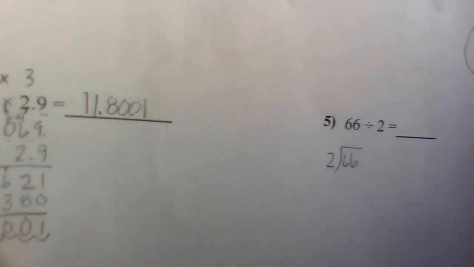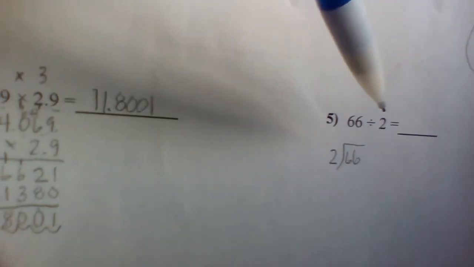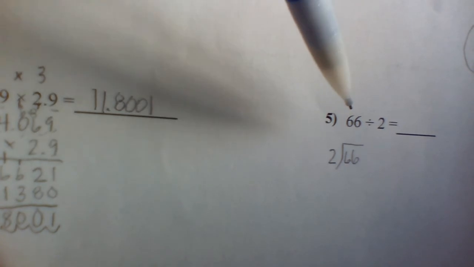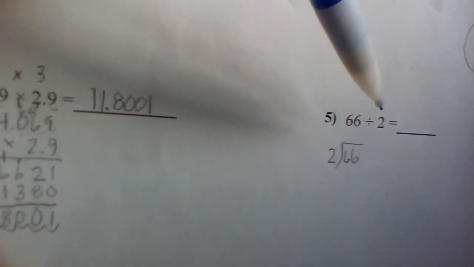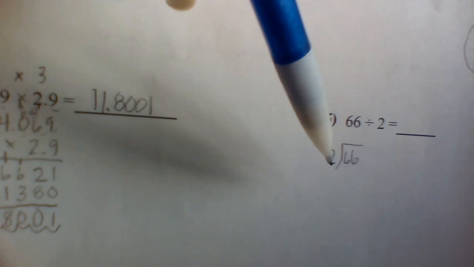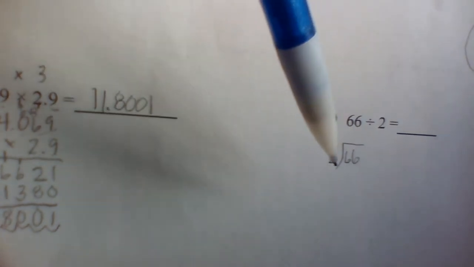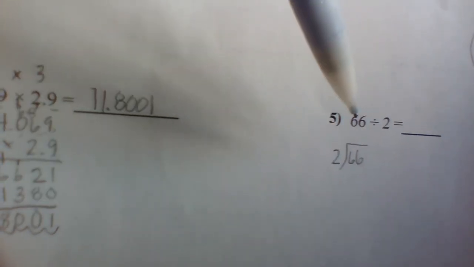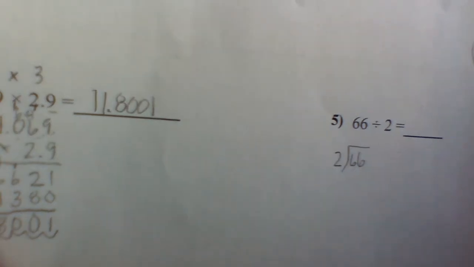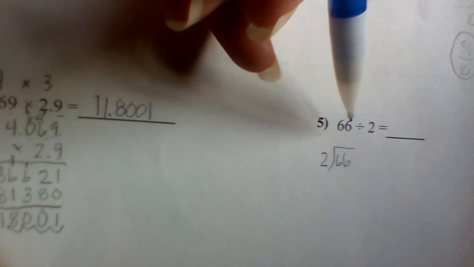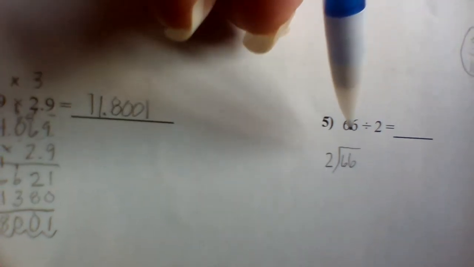Okay, the next one we have is 66 divided by 2. So I'm taking my 66 and I'm splitting it into 2 groups. So I'm going to do this. This is what my problem will look like, right? But I'm also going to go with something for my reasoning that's going to help me for my estimate. So I'm going to take my 10s and my 1s and I'm going to split it up.